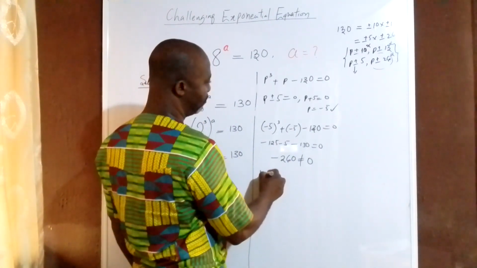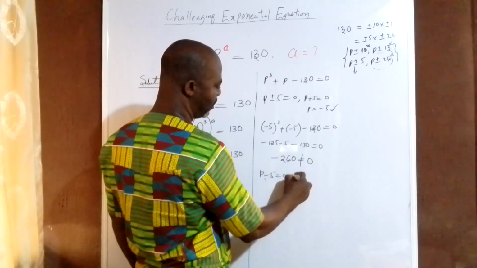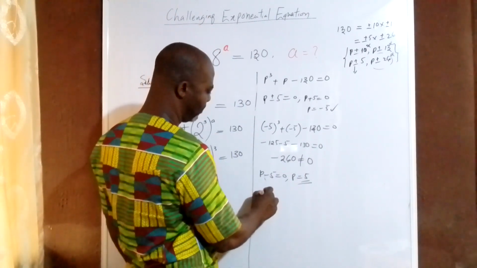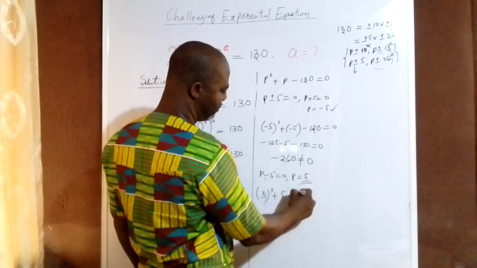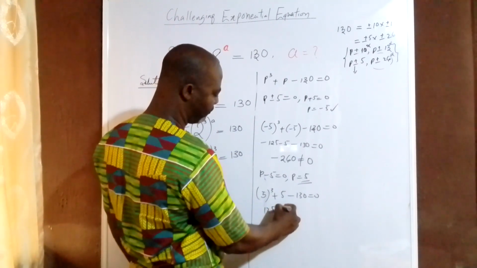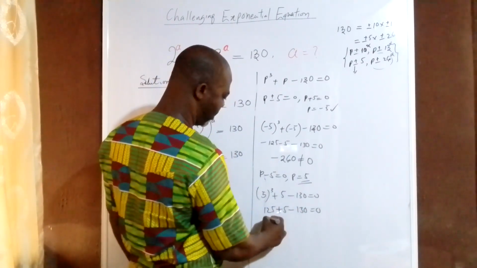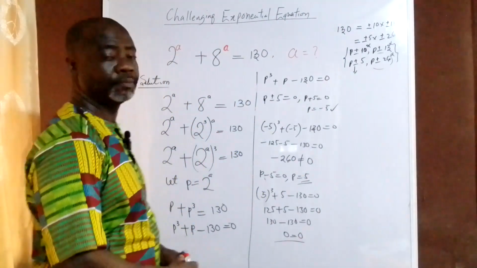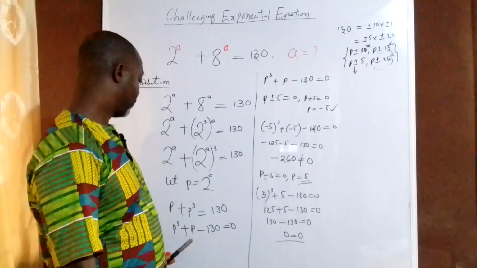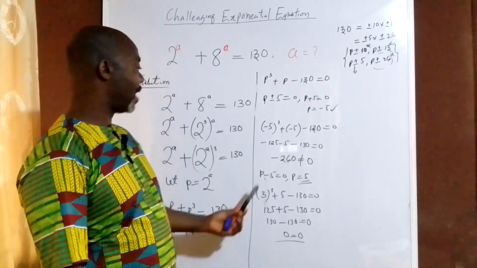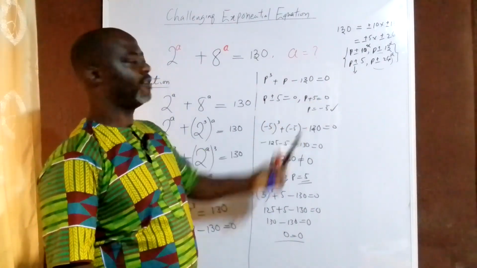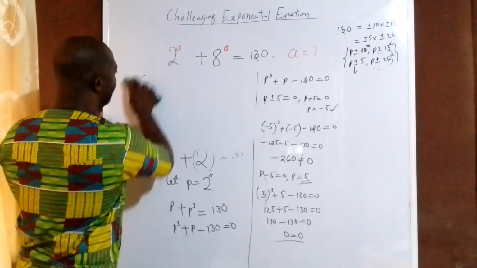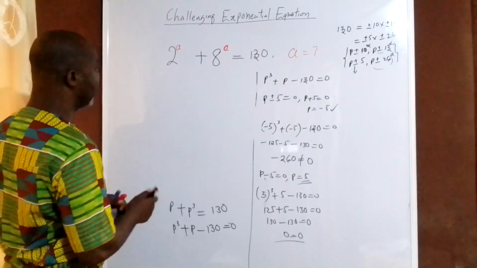Let's try p minus 5 equal to 0, then p equal to 5. So that will be 5 cubed plus 5 minus 130 equal to 0. 125 plus 5 minus 130 equal to 0. Then 130 minus 130 equal to 0. So that means 0 equal to 0. So our only factor that is a linear factor of this is actually p minus 5. So now what we are going to do is to come over here and divide. Let's try to divide.